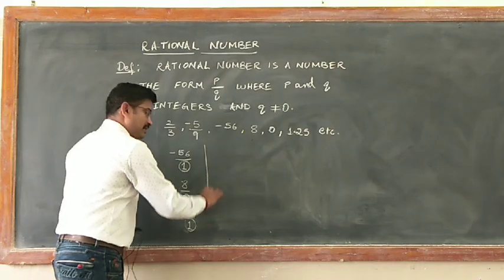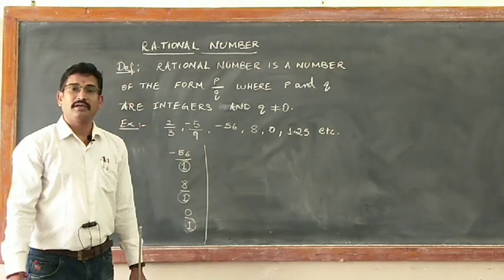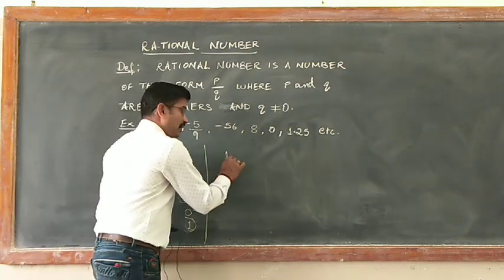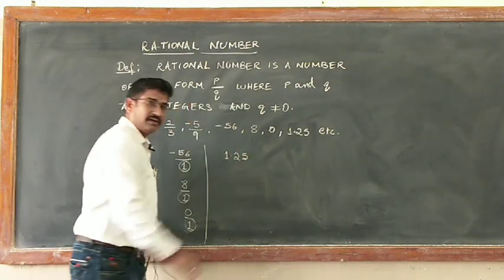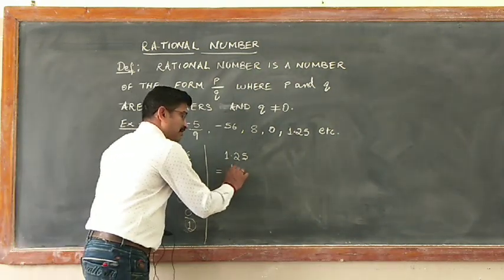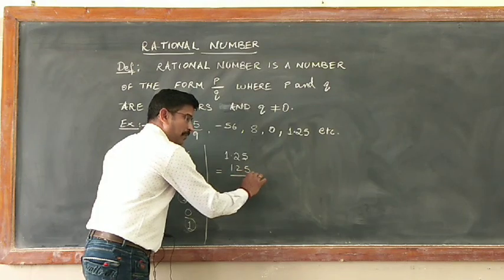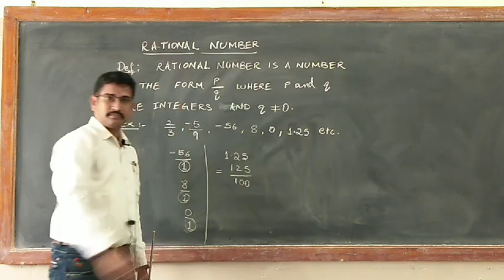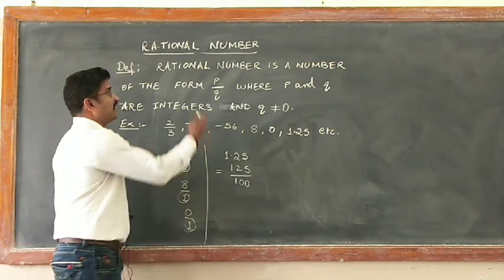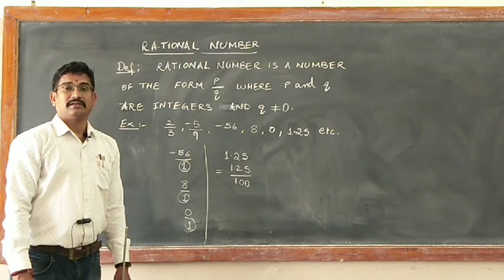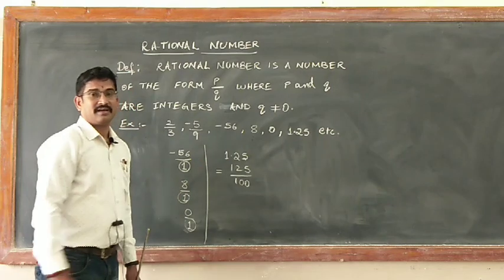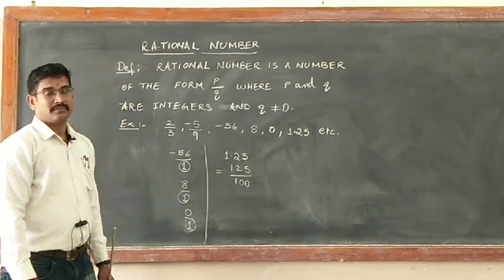Now you may get a doubt how 1.25 could be a rational number. This decimal number 1.25, how could it be a rational number? I explained to you yesterday that it can be written as 125 upon 100, where 125 upon 100 satisfies the condition of the definition of rational number, and we can say it is a rational number.